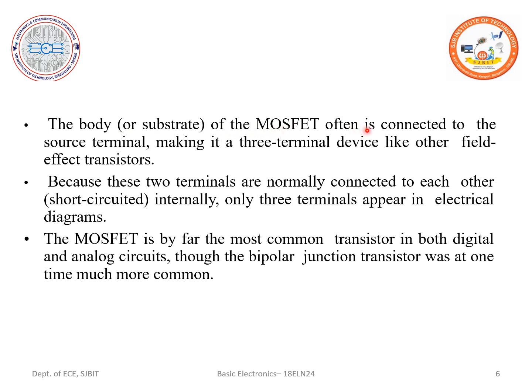The body of the MOSFET often is connected to the source terminal, making it a three-terminal device like other field effect transistors. Because these two terminals are normally connected to each other internally, only three terminals appear in electrical diagrams. The MOSFET is by far the most common transistor in both digital and analog circuits, though the bipolar junction transistor was at one time much more common.